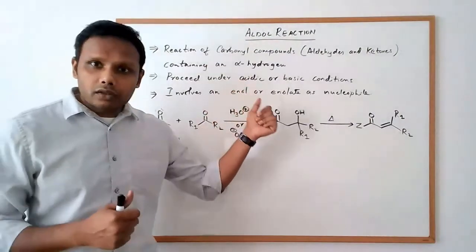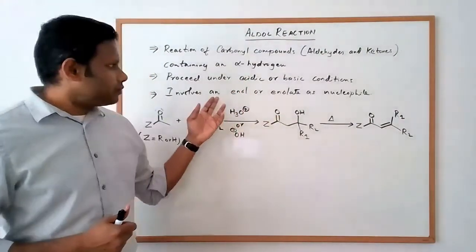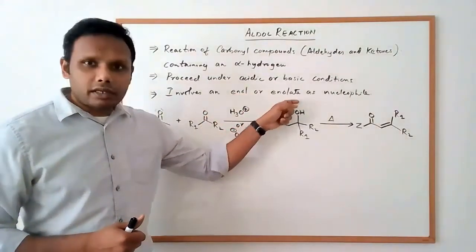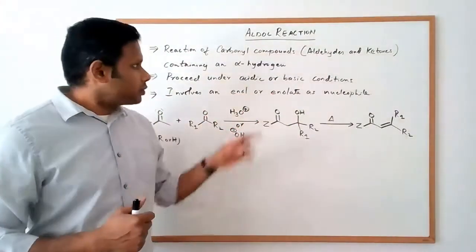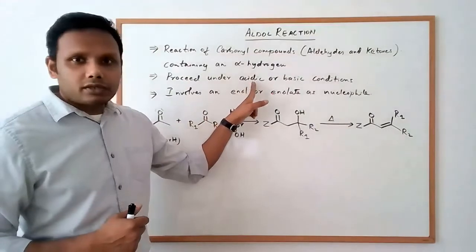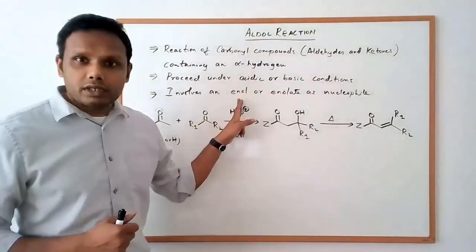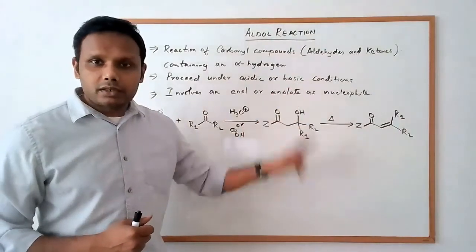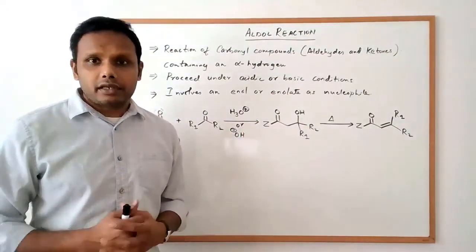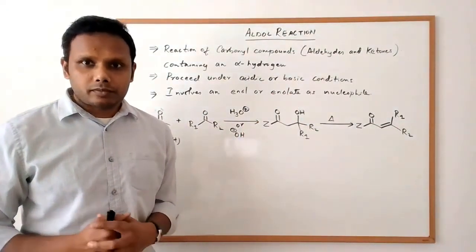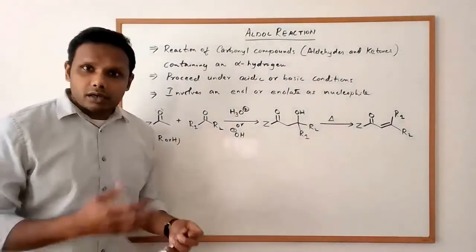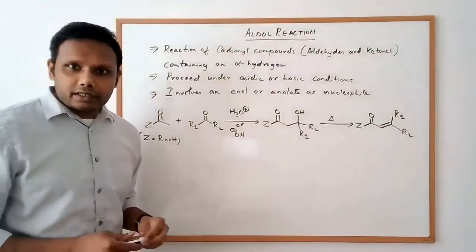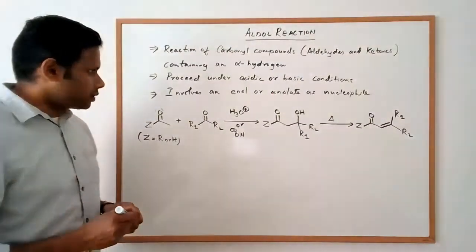And depending on the reaction condition, it would involve the formation of either the enol or the enolate as a nucleophile. So if the reaction is proceeding under acidic conditions, then it involves the enol as a nucleophile. And if the reaction proceeds under basic conditions, then it involves an enolate as a nucleophile. Now, I've put a very generalized scheme for this reaction as to what happens in this reaction.